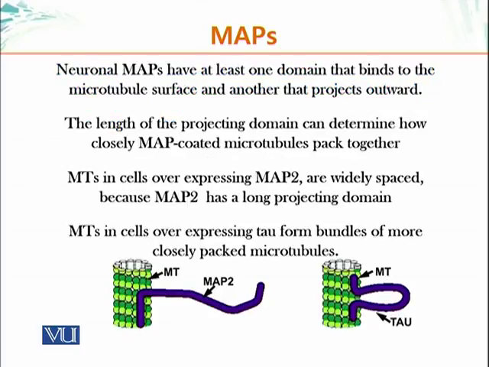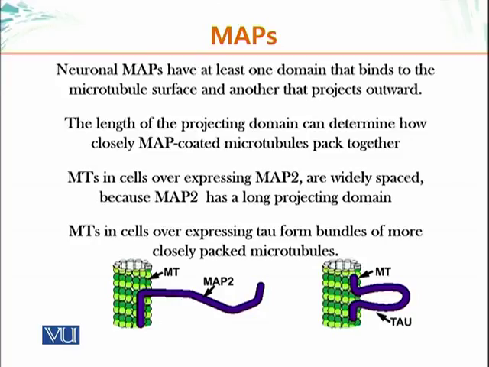Neuronal MAPs have at least one domain that binds to the microtubule surface and another that projects outwards. The length of the projecting domain determines how closely MAP-coated microtubules can pack together. If the MAP is longer, the microtubules will be arranged further apart from each other, whereas if the MAP is shorter, microtubules can be packed closer together. I'll show you the arrangement of microtubules in a cross-section in a later slide.